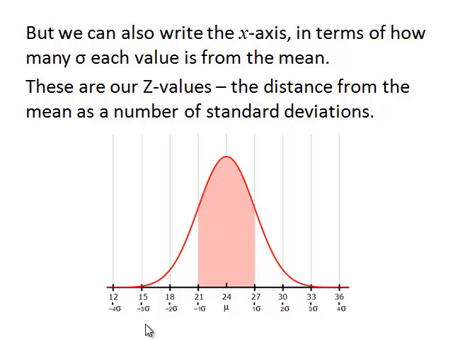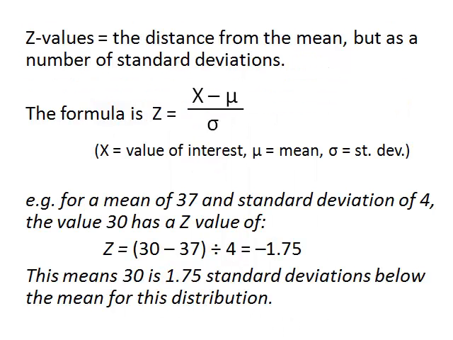And those numbers in front of the sigmas are in fact our Z values. They are how many standard deviations the value is below the mean or above the mean. And this is the formula we use. It's given to you in the exam, so you don't need to remember it. The Z value is the distance from the mean expressed as a number of standard deviations. We take the value we're interested in, subtract the mean, and divide by the standard deviation.